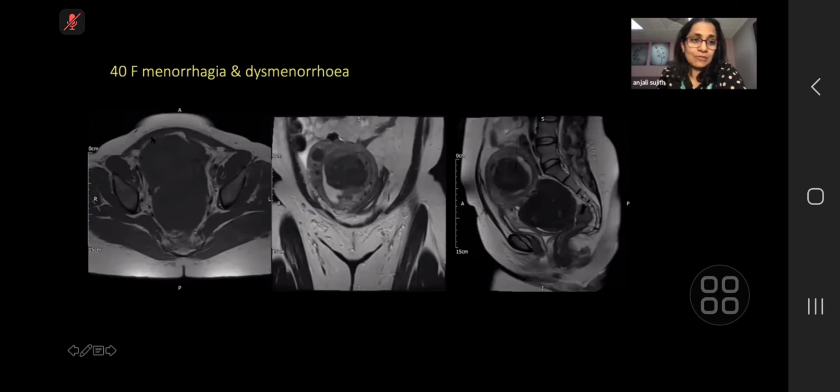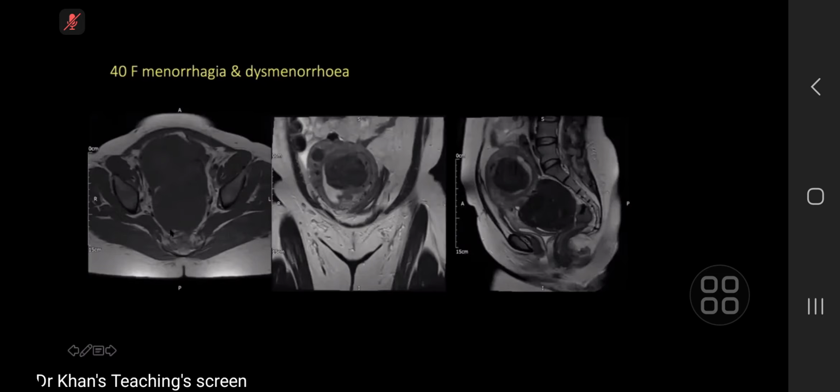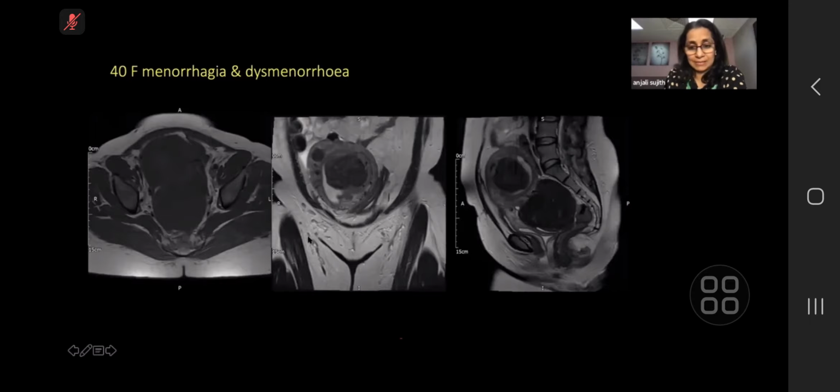So this is a 40-year-old female, presents with menorrhagia and dysmenorrhea. Identify the sequences first. Okay, so we have an axial T1, coronal and sagittal T2. Okay. Describe your findings.